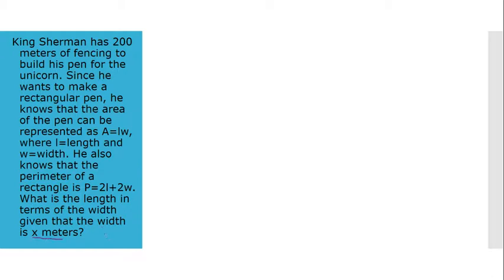Alright, so we know that the width is x meters. We also know he has 200 meters of fencing. So if he needs to put fencing around the whole rectangle, that means 200 meters is our perimeter. So we're going to use the formula for perimeter. We know that 200 is our P value, so we have P equals 2L plus 2W.